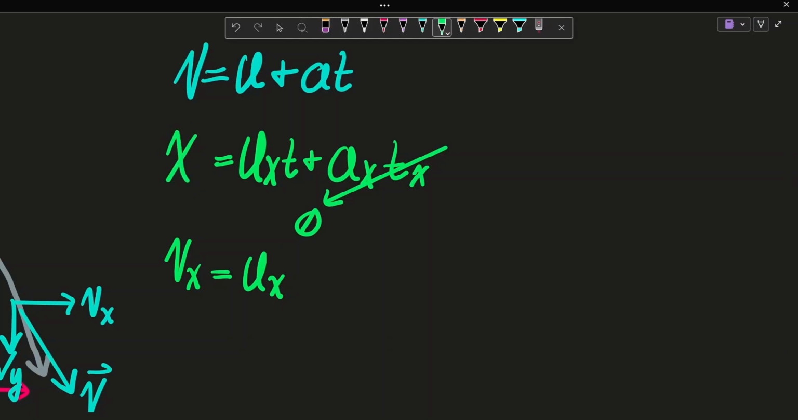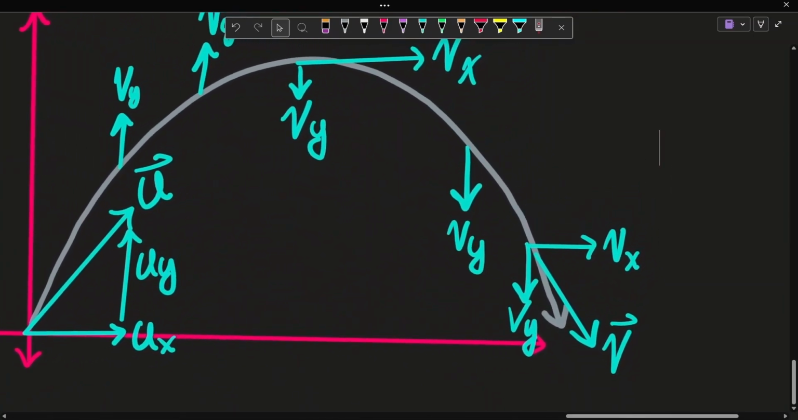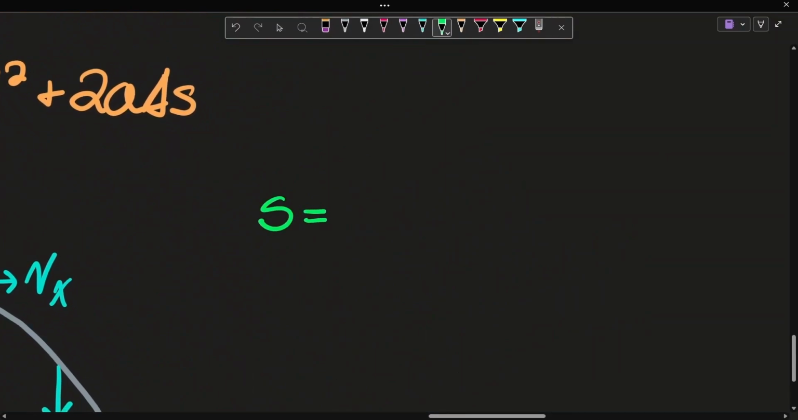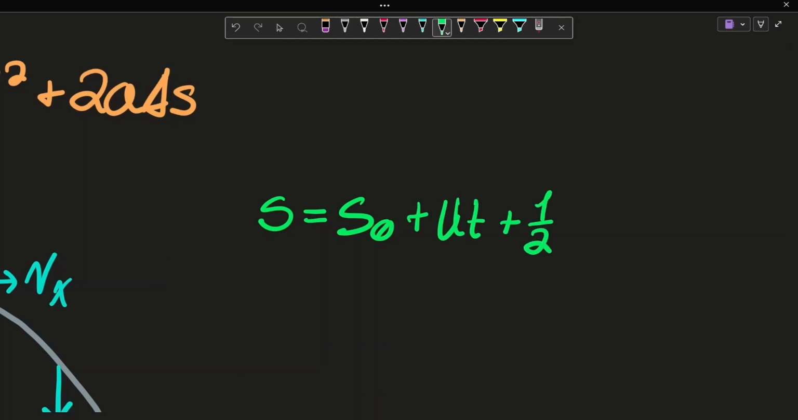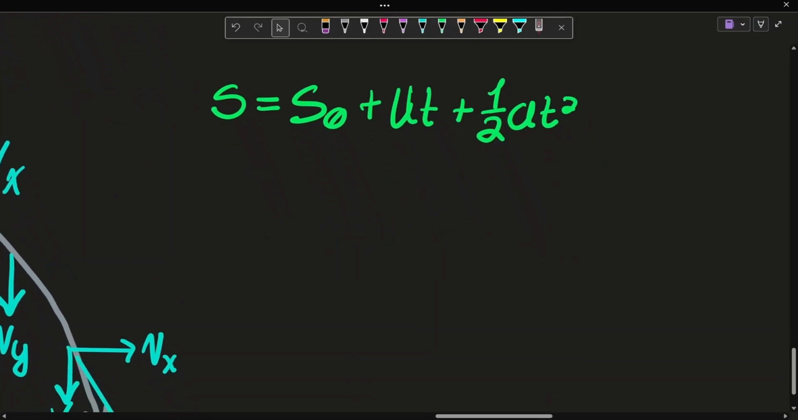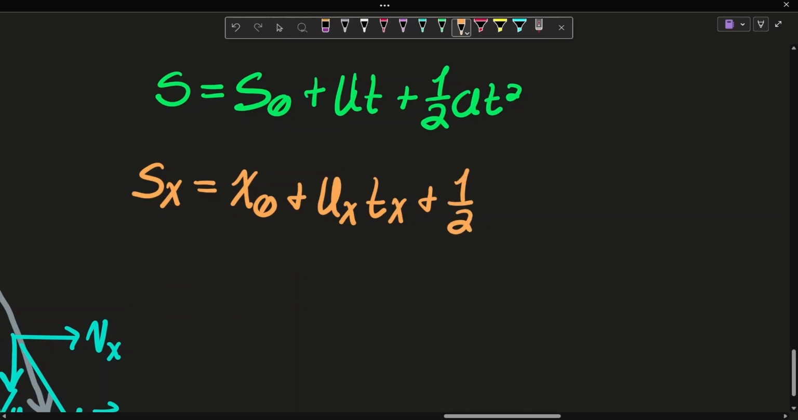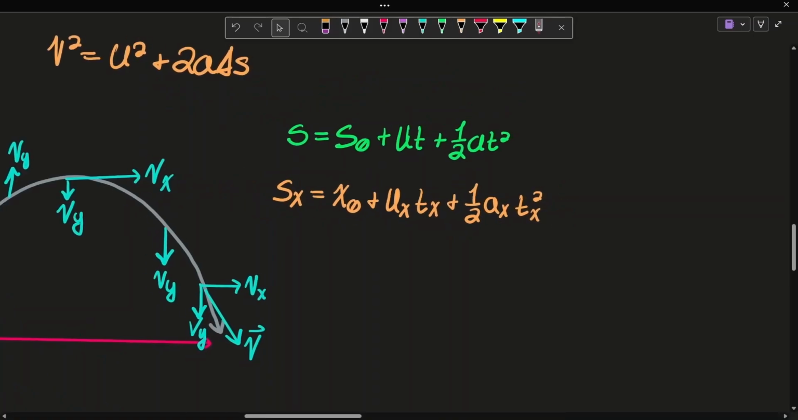So the distance along the x-axis, we'll say sx. So we know there's some velocity along the x and y-axis. So using this equation, s is equal to s naught plus ut plus 1/2 at squared. For position along the x-axis, we have the initial position along the x plus the initial velocity along the x times the time, plus 1/2 acceleration along the x-axis times the same time squared.